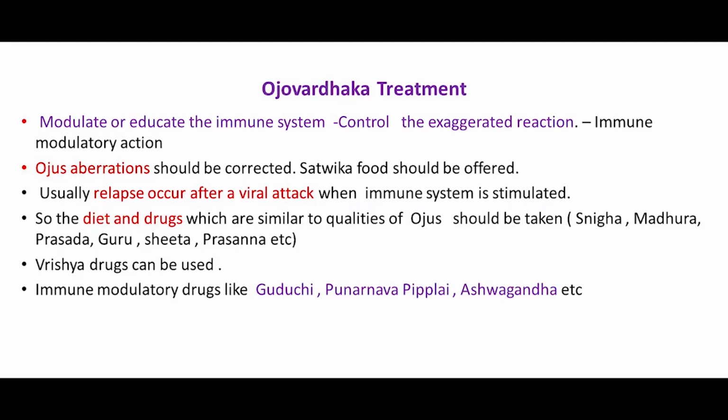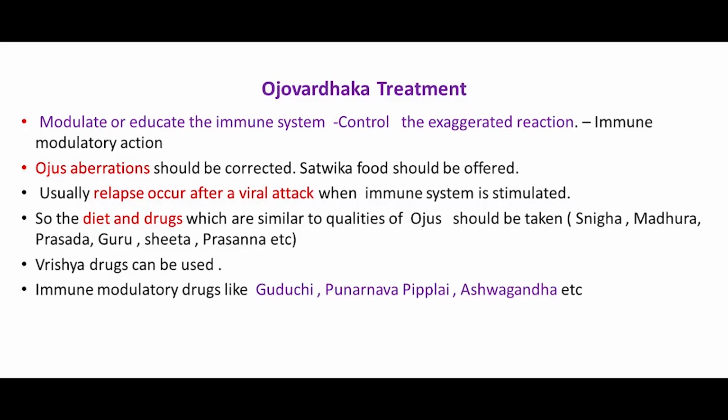Usually the relapse occurs after a viral attack when the immune system is stimulated. See, this is frequently observed. When the patient has an upper respiratory tract infection because of any viral infection, the relapse of nephrotic syndrome occurs. Why? Because during viral infection, there is always an exaggerated immune response, and that is sufficient to cause the nephrotic syndrome again and again. Basically this is because of exaggerated immune reaction.